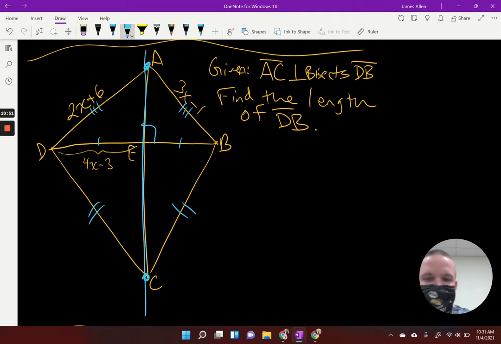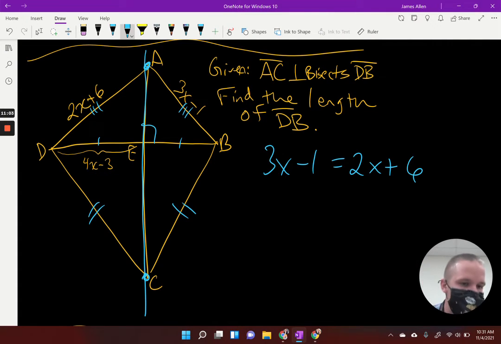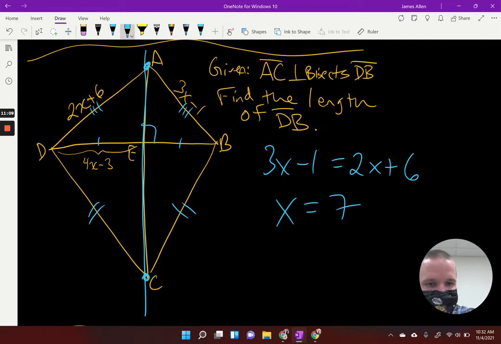These two segments are congruent. I got a lot of congruent segments going on here. And I got right angles. I got all sorts of good stuff. Well, let's see what we've got. I could set something up. I could set up 3x minus 1 is equal to 2x plus 6, couldn't I? Because those two segments are congruent. Okay. Let's solve for x. So I'd get x equals 7. I subtracted 2x and I added 1. Awesome. No big deal. That's not what it's asking for, though.